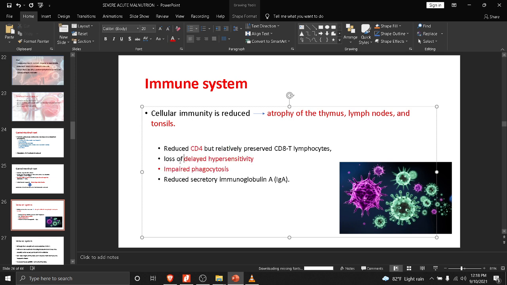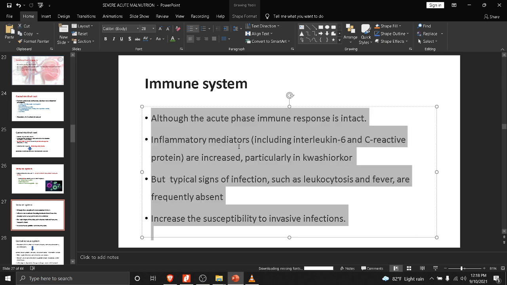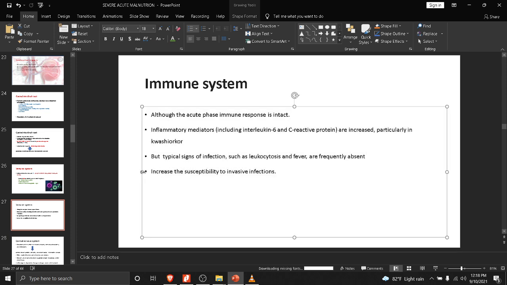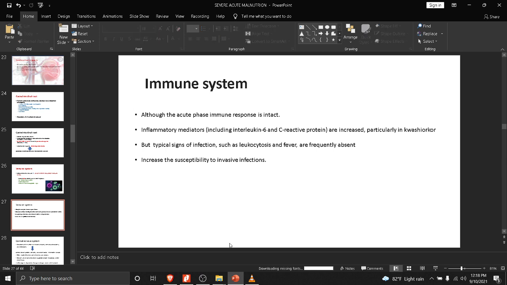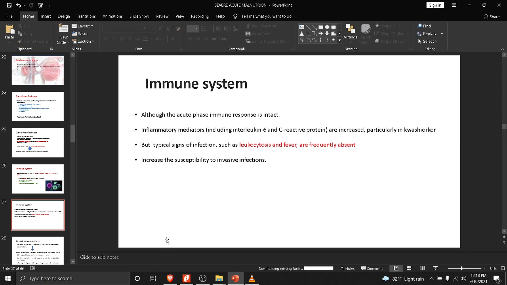So as the immunity is reduced with the reduction of CD4 cells, they have loss of delayed hypersensitivity, impaired phagocytosis, and also reduced secretory immunoglobulin A production. The acute phase immune response is also impaired in this case. Usually inflammatory mediators like interleukin 6 and CRP are produced normally, particularly in kwashiorkor. But typical signs of infection such as leukocytosis and fever may be absent in these kids. Because of these changes, the child is susceptible to infective agents easily.